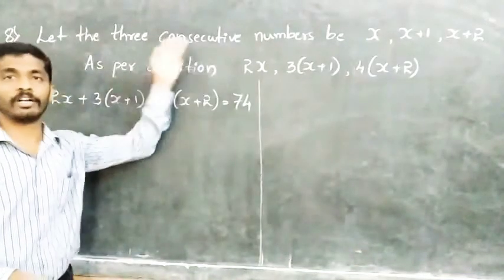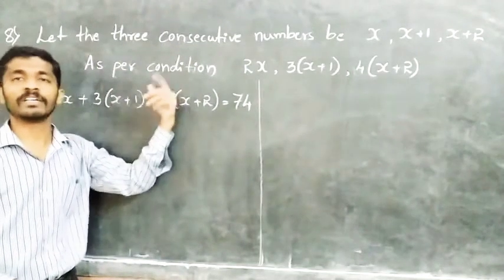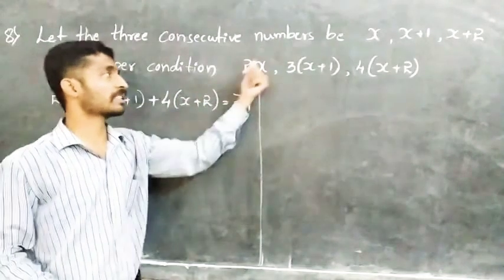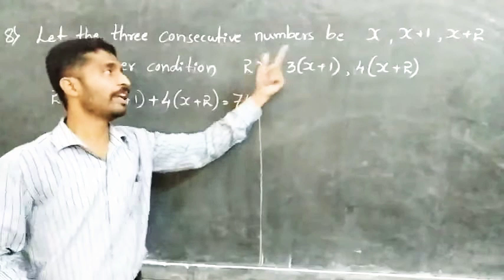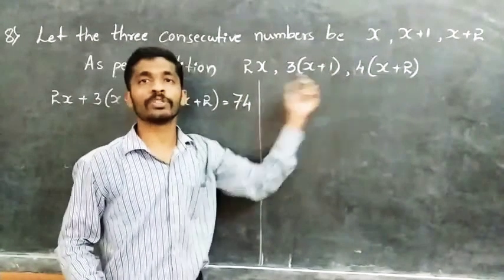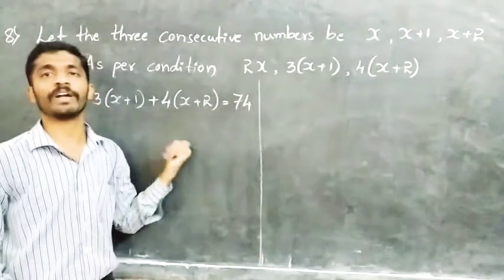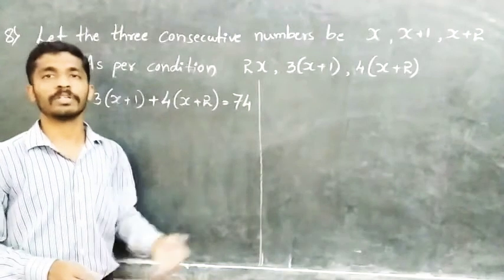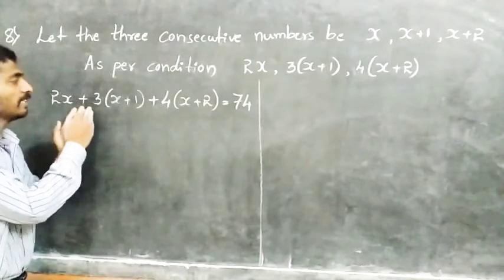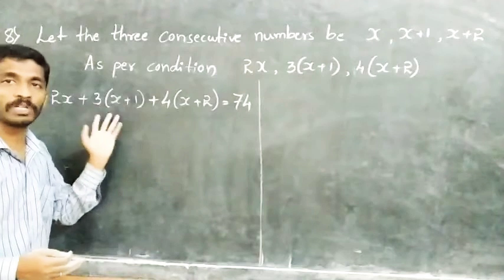They gave 3 consecutive numbers. As per the condition, they multiplied the first consecutive number by 2, the next consecutive number by 3, and the third consecutive number by 4. If you add these 3, we will get 74. Then find those numbers. So adding those: here 2x is there, here 3 of x plus 1 is there, here 4 of x plus 2 is there. First you open these brackets.